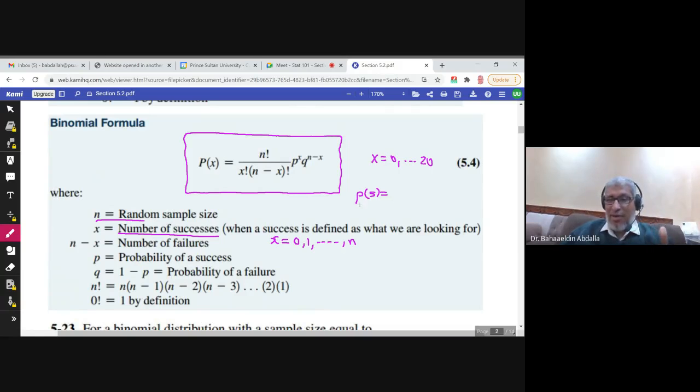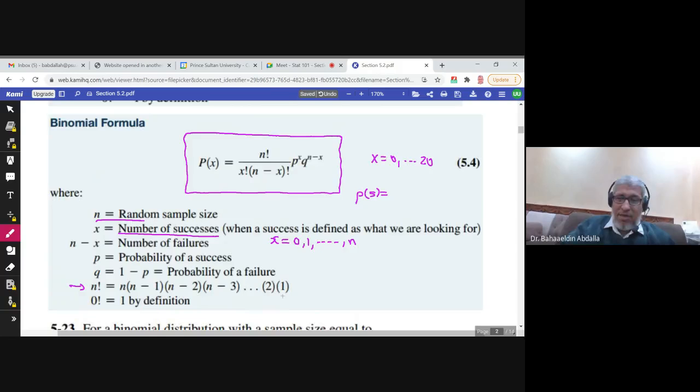And now I'm asking about the probability of 5. How can I find the probability of 5? Well, this is the formula. N factorial over X factorial times N minus X factorial. What is the meaning of N factorial? N factorial means N times N minus 1 times N minus 2 up to 1.